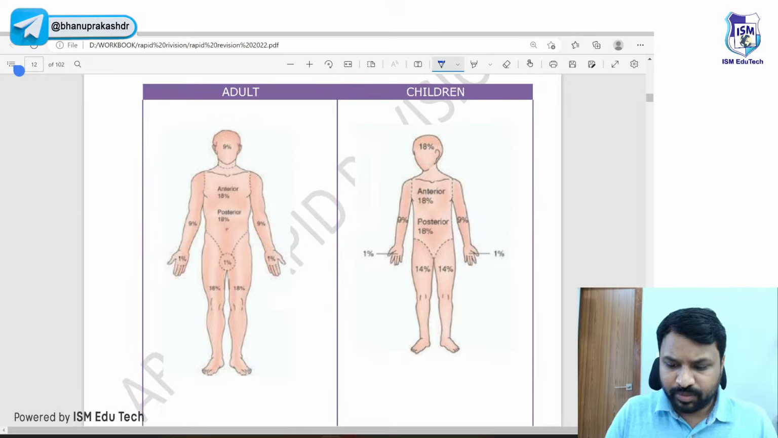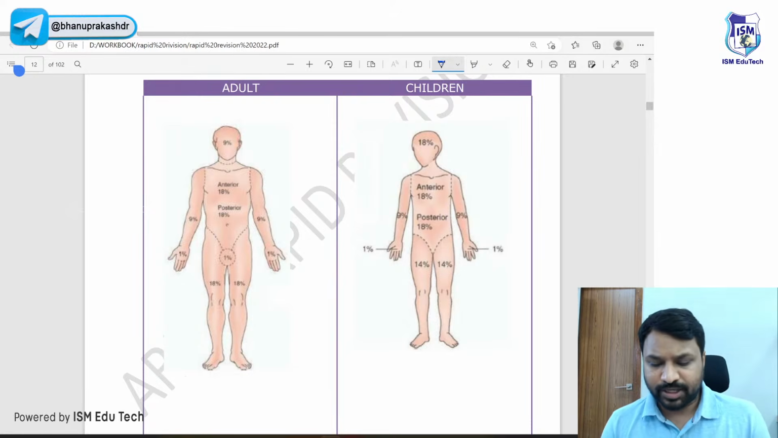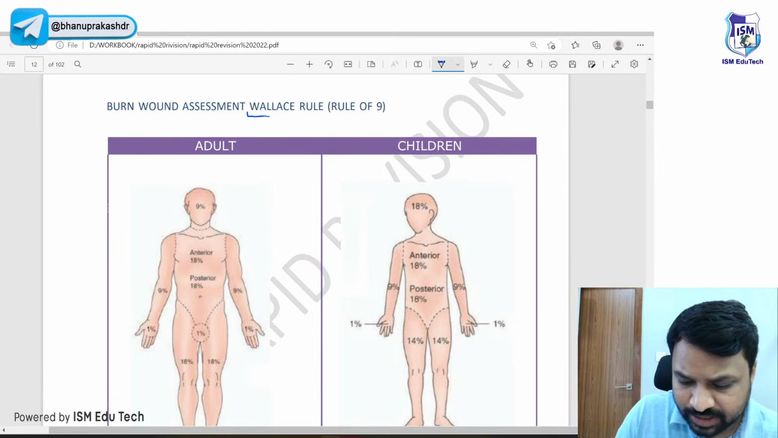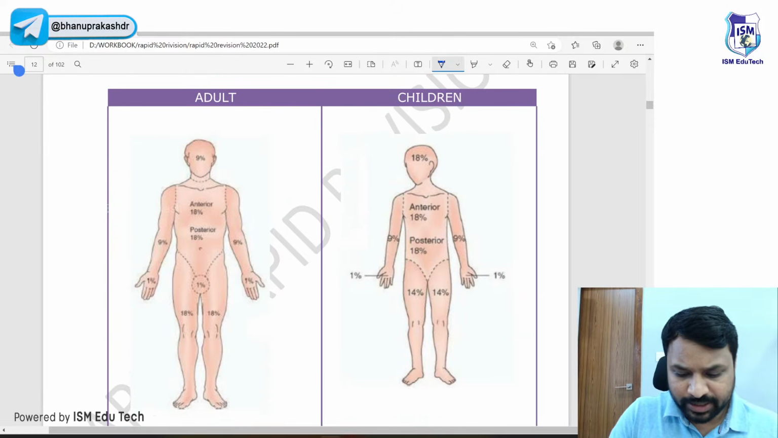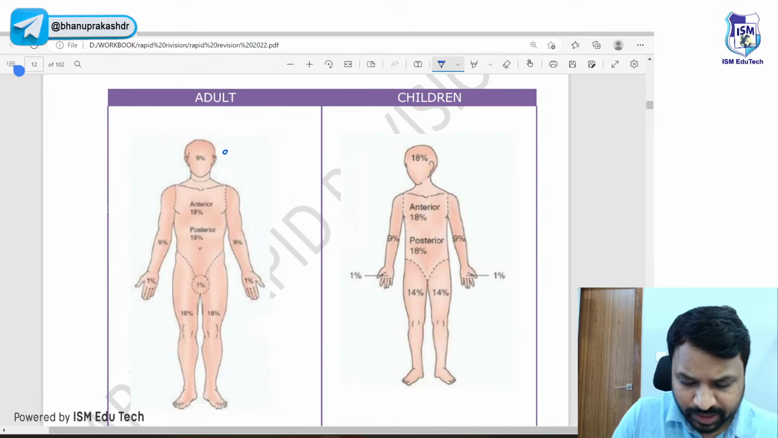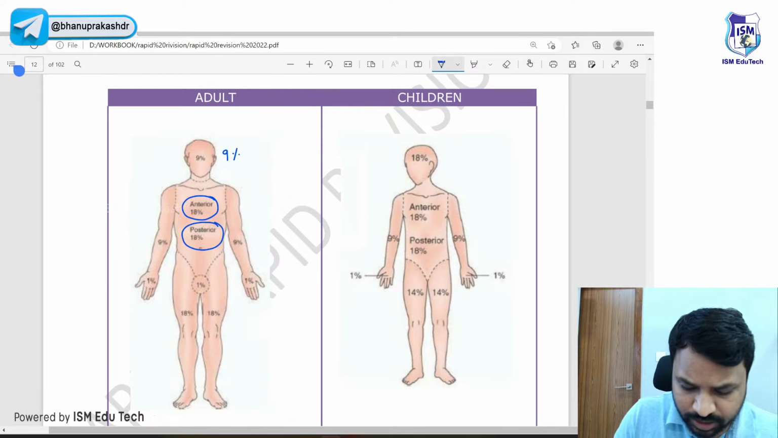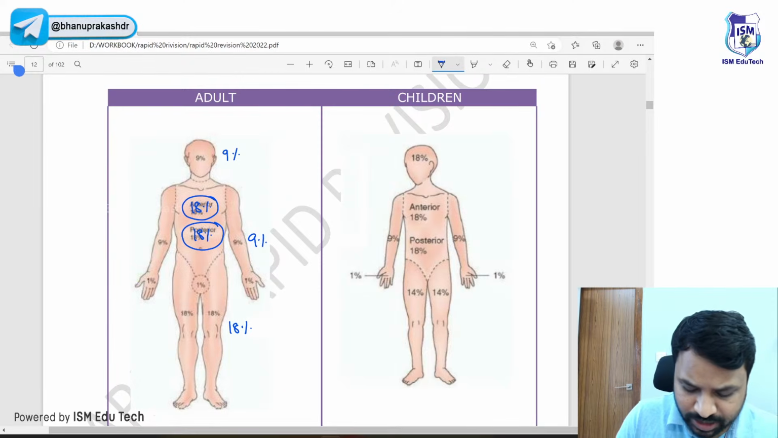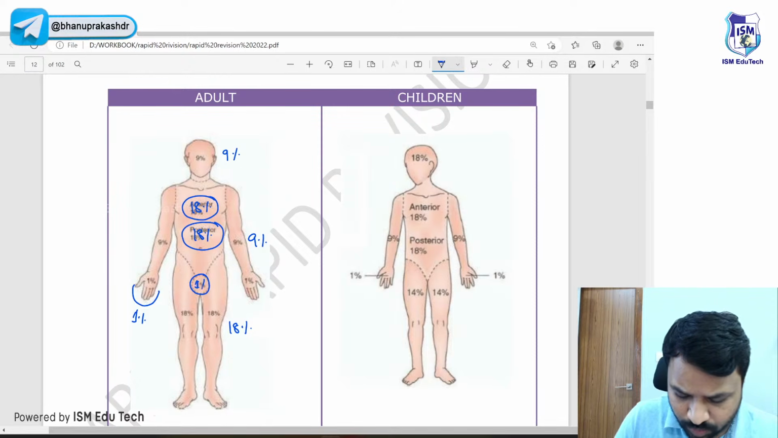Now, again, a very important topic from the exam perspective is burns. The rule that we use for assessment is called the Wallace rule, or the rule of 9, right? In the adult, the head and neck comprise 9%. The anterior trunk is 18%, and the posterior trunk is 18%. The upper limb is 9% each. The lower limb is 18% each. The palm accounts for 1% and the perineum accounts for 1%.